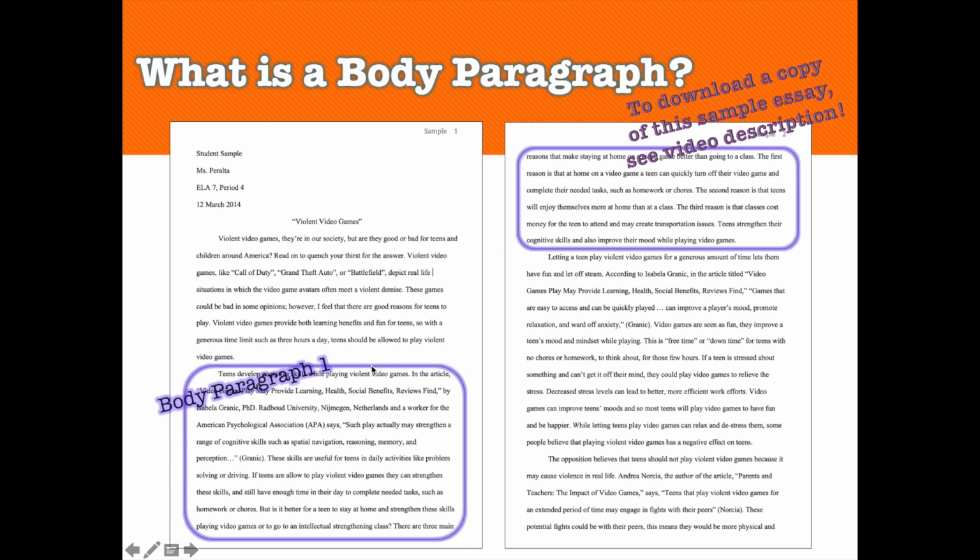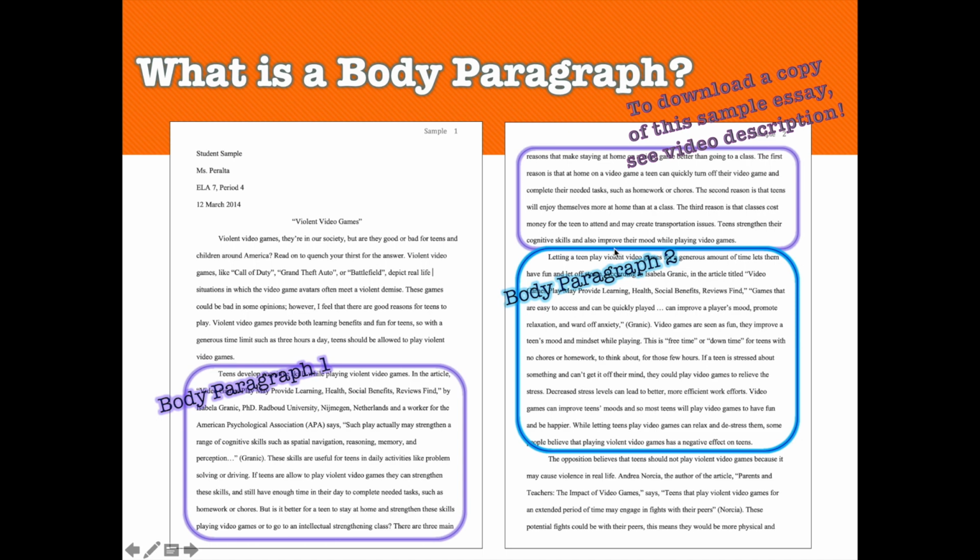So you've got body paragraph 1 here. This is a 7th grade persuasive essay. So if you're in an older grade, 8th, 9th, 10th grade, this might look a little short, but it is a completely appropriate size for 7th grade. And then you've got a second body paragraph right here.